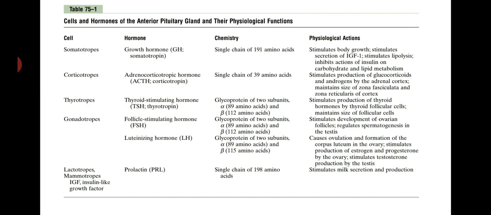Next is the adrenocorticotropic hormone. This hormone is produced by corticotropes. It targets the adrenal cortex and controls the secretion of some of the adrenocortical hormones. Like it stimulates the production of glucocorticoids and androgens by the adrenal cortex.